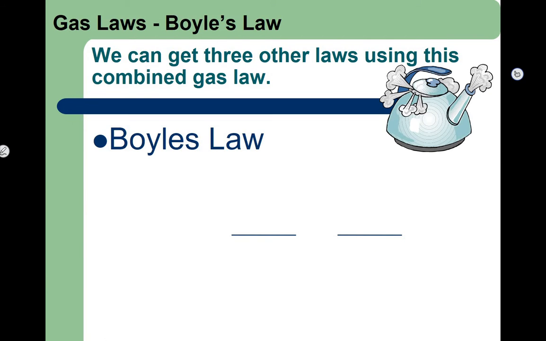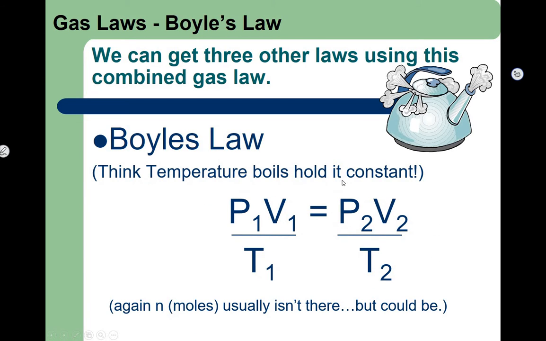So when you think of Boyle's, what do you think of? Boiling water, temperature. So think of holding temperature constant. Here we've got the ideal gas law, but temperature is held constant, so it drops out. This is Boyle's law. And I'm actually giving you these laws in reverse order than the book does. They do it forward instead of backwards, but to me it's easier to find all the laws and understand them when you go the other way.